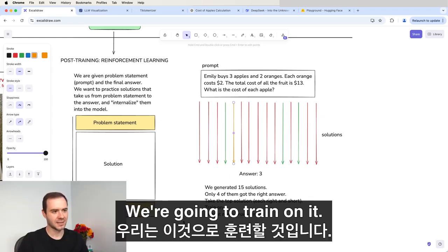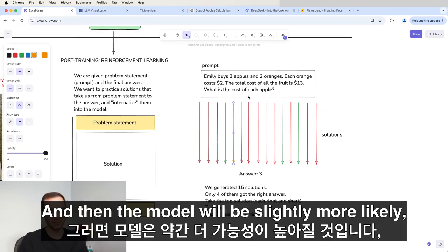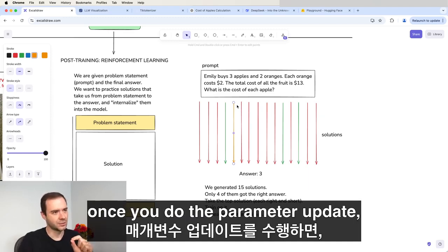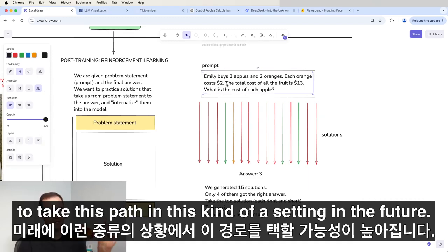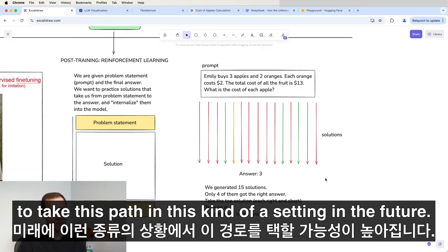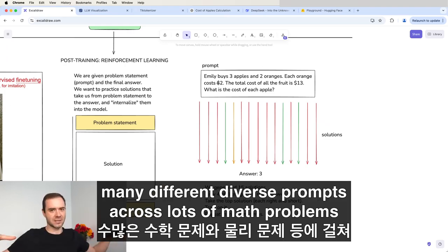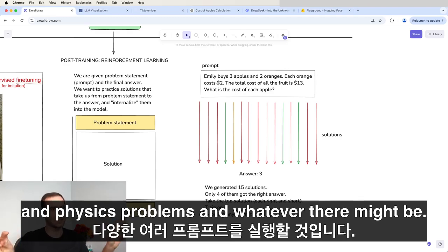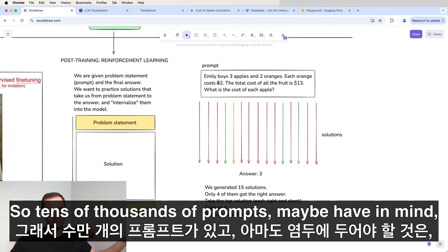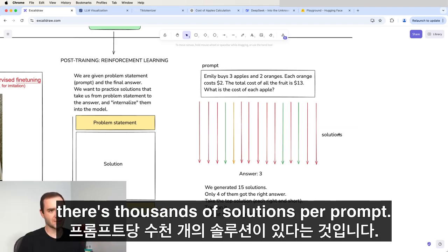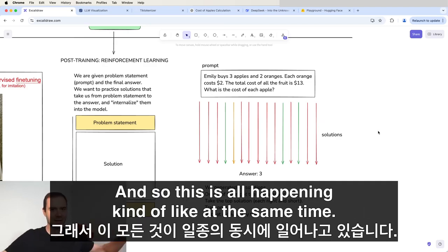We're gonna train on it, and then the model will be slightly more likely, once you do the parameter update, to take this path in this kind of a setting in the future. But you have to remember that we're gonna run many different diverse prompts across lots of math problems and physics problems and whatever there might be. So tens of thousands of prompts maybe, have in mind. There's thousands of solutions per prompt. And so this is all happening kind of like at the same time.